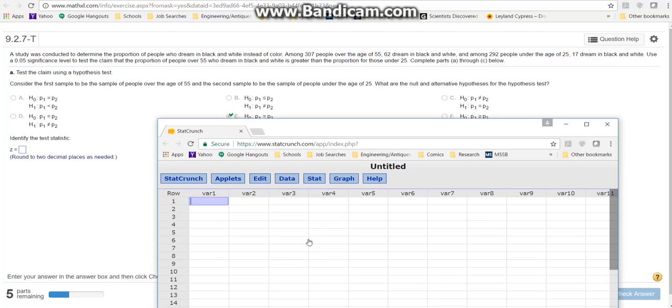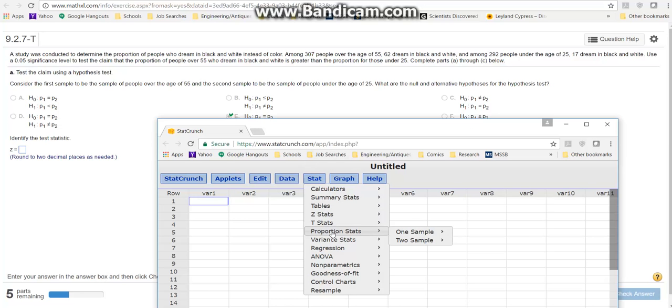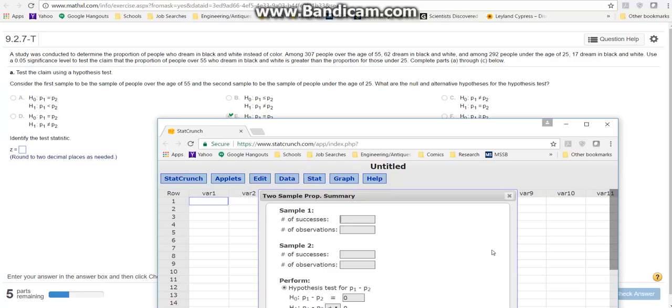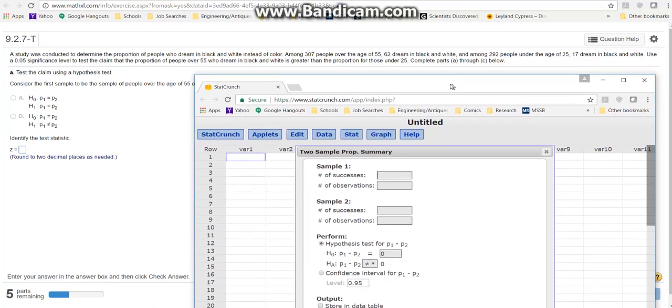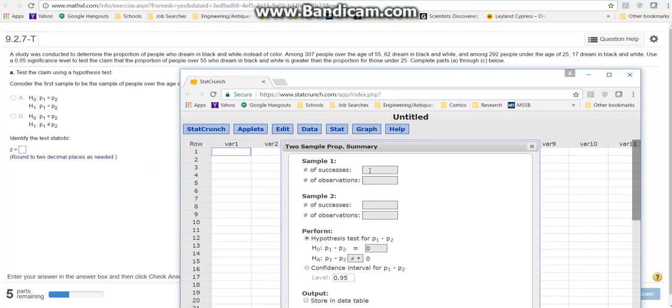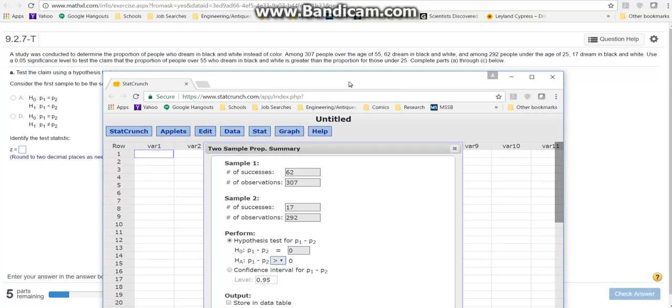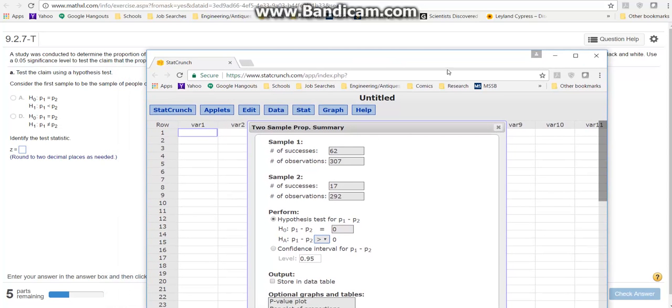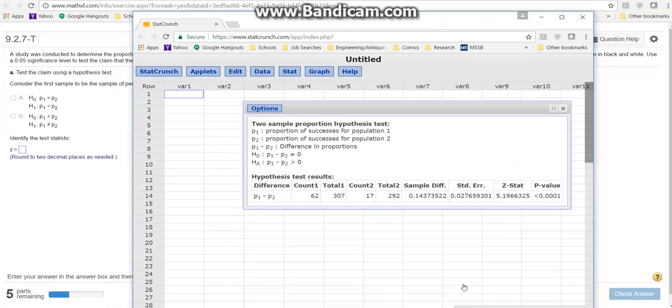So let's go to StatCrunch and go to Stat, Proportion Stats, Two Sample, With Summary. And we know that in the first group, we had 62 people who dream in black and white out of a total of 307. And in the second group, we had 17 out of 292. And we want to change this to greater than, because this is a one-tailed test. And now we're ready to go. So let's move this down here and hit compute.